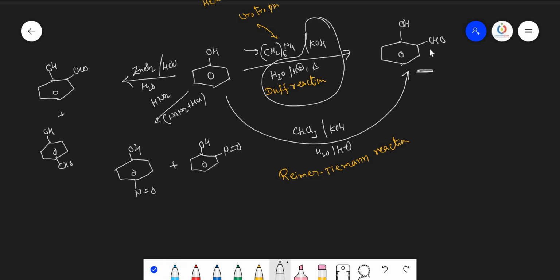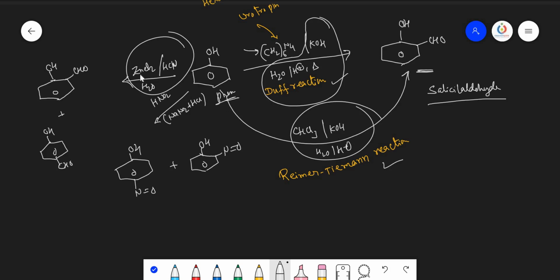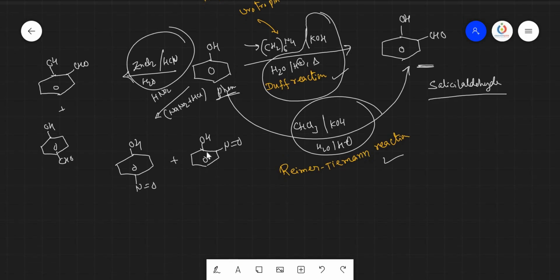So if anyone asks you how to get this, this is salicylaldehyde. So here it is salicylaldehyde. Okay. So salicylaldehyde from phenol can be obtained in three ways. One is the Duff reaction, Reimer-Tiemann reaction, and zinc chloride with HCN. So you remember these three reagents, then you will get the same molecule. So you need to synchronize the reagents here.